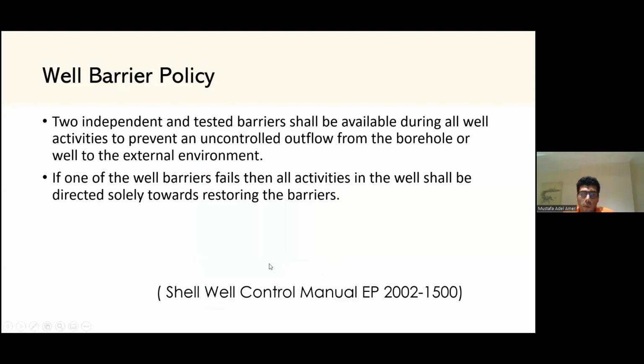A well barrier policy, for example, for a company like Shell, states that you need to have 2 tested barriers throughout the life of the well. You need to have 2 because in case you lose one of the barriers, you don't just rely on the other one. Instead, you go and restore the barrier that fails, to have the 2 barriers along the life cycle of the well.